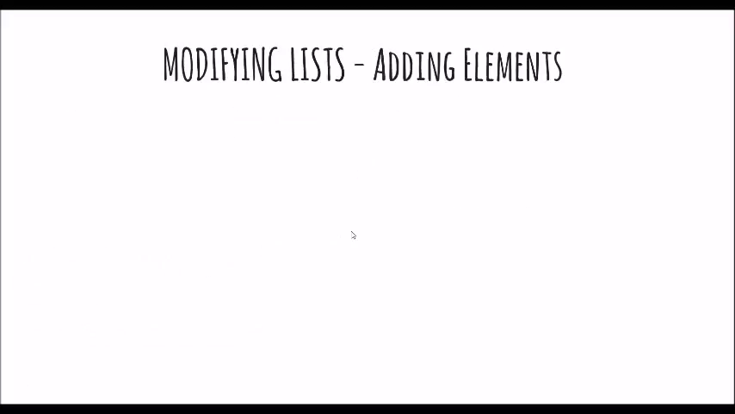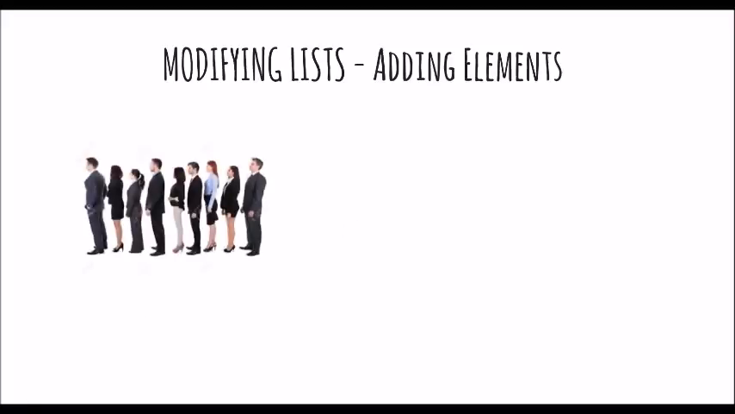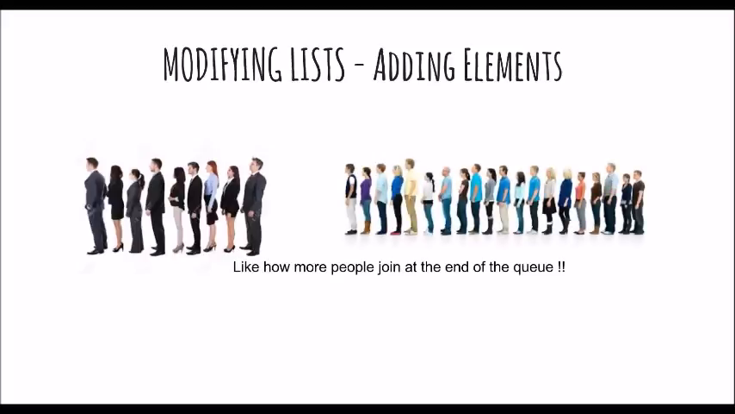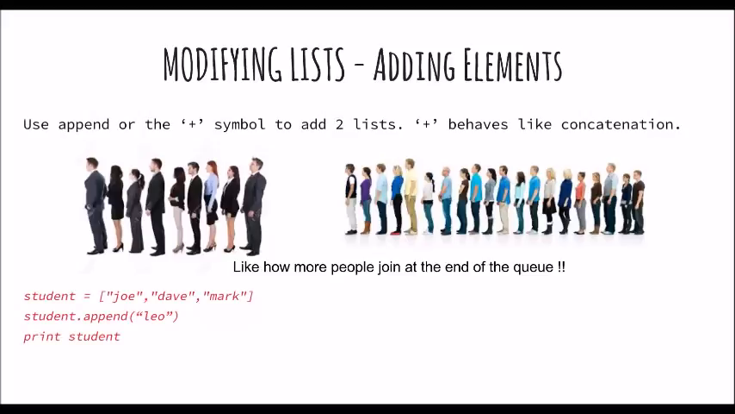Let's move on to adding more elements to our list. Say you have a queue of people standing in and you want to join those people. Where would you join? It's obvious, you would join at the end of the line. Same way, when we add new elements to an array, it gets added to the end of the array.